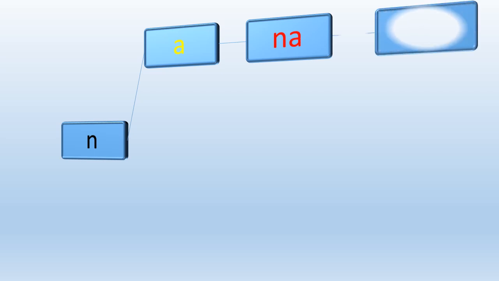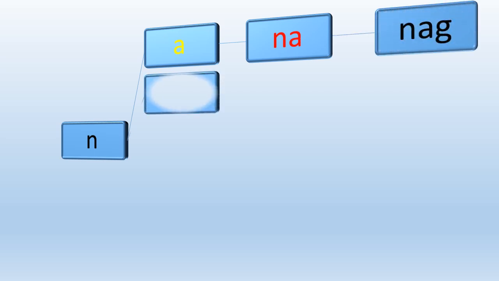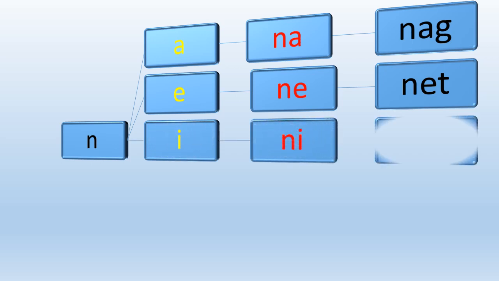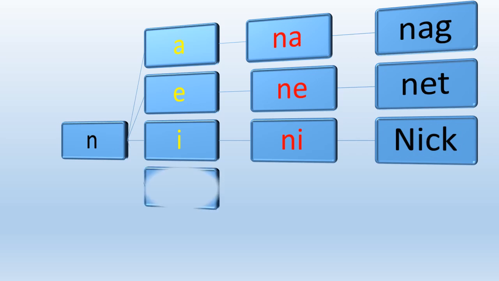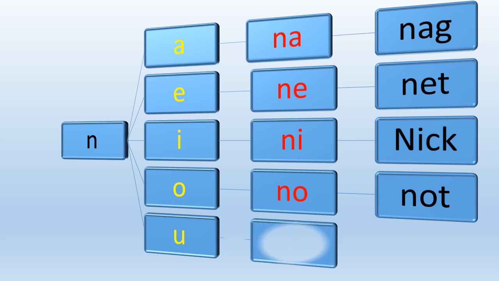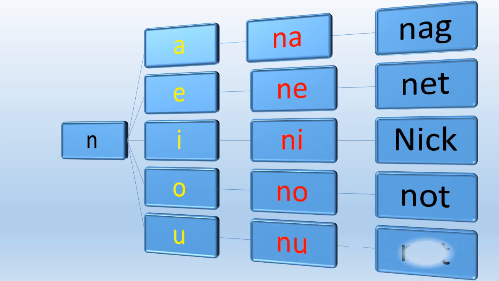The next letter is N. N, A, na, as in nag. N, E, ne, as in net. N, I, knee, as in nick. N, O, no, as in not. N, U, net, sorry, nut.